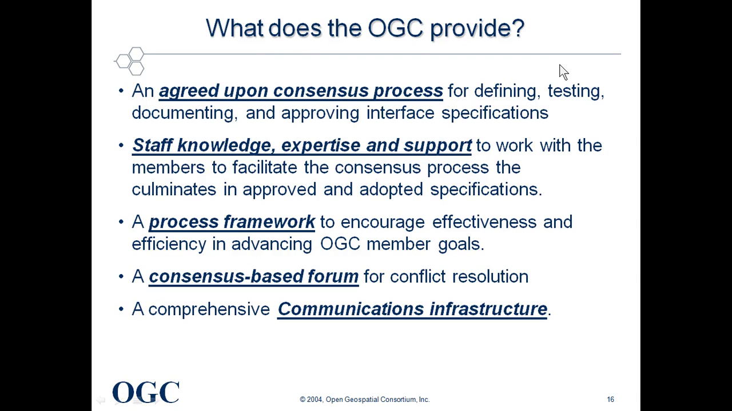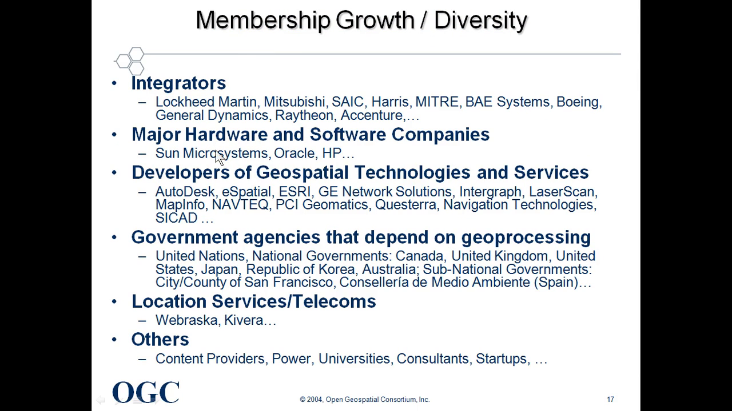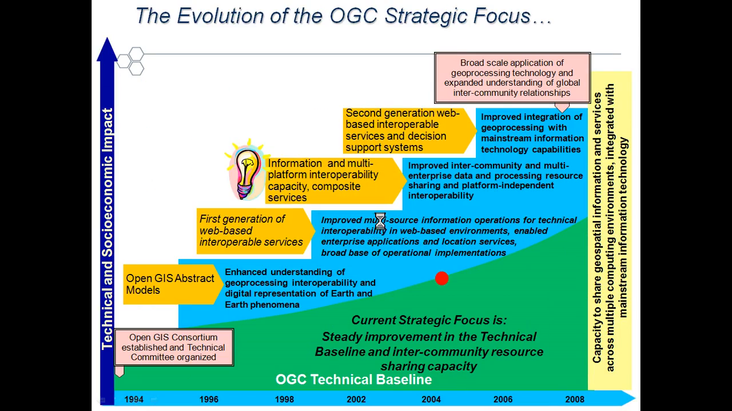What does the OGC provide? It provides an agreed upon consensus process, staff knowledge, expertise and support, process framework, consensus based forum, and communications infrastructure. Also, the membership growth and diversity includes integrators, major hardware and software companies, developers of geospatial technologies and services, then government agencies that depend on geoprocessing entirely, then location services, telecoms and others. It includes universities, etc.